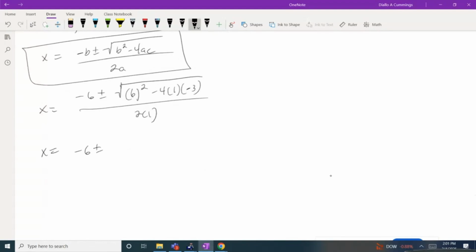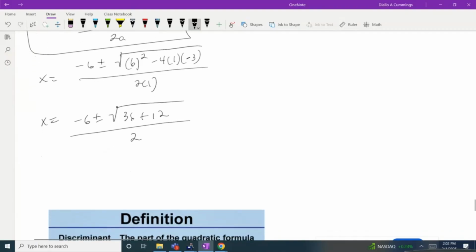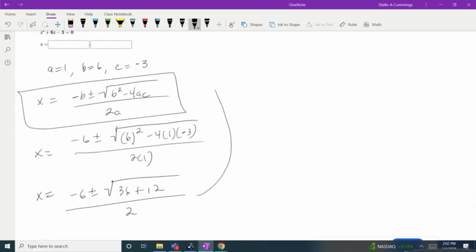So now we're going to evaluate the exponent within the radical. 6 squared is 36. Now we're going to multiply. Negative 4 times 1 times negative 3 is positive 12. So x is equal to negative 6 plus or minus the square root of 48 over 2.